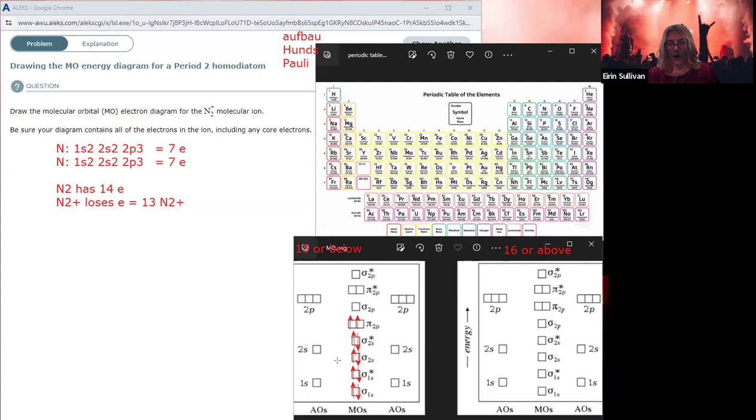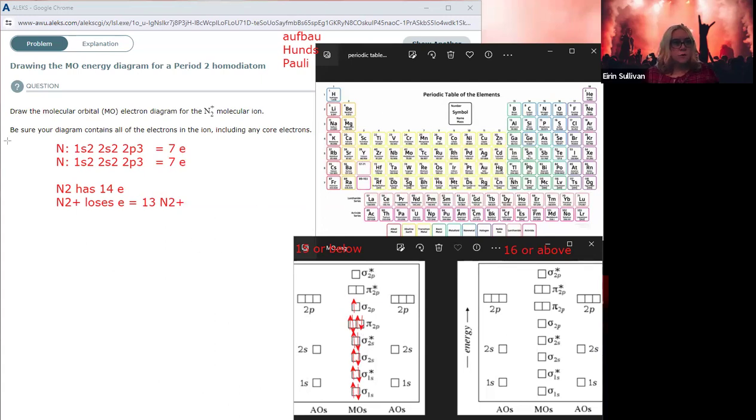We have single occupation of each of those pi2p degenerate orbitals before we pair up. 11, 12, and then the 13th is going to go into the sigma 2p. So that's what my MO diagram should look like.